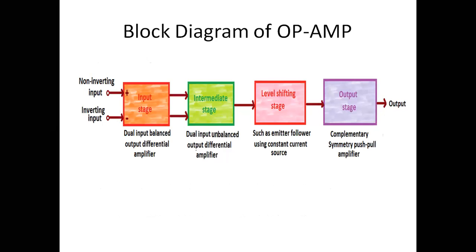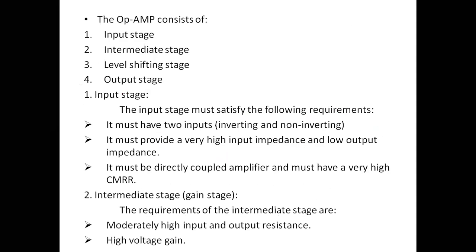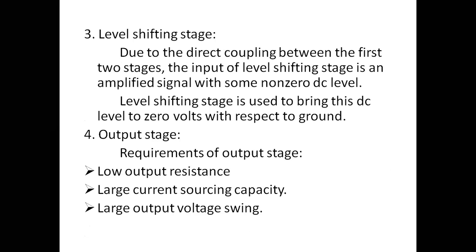The block diagram of the op-amp consists of four stages: input stage, intermediate stage, level shifting stage, and output stage. At the input stage, we use a dual input balanced output differential amplifier. Its output is given to the intermediate stage, where we use a dual input unbalanced output differential amplifier, which requires moderately high input and output resistance and higher voltage gain. The output of the intermediate stage is given to the level shifting stage, where we shift the level.